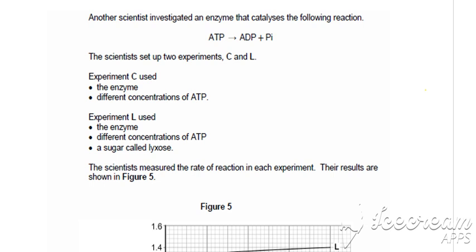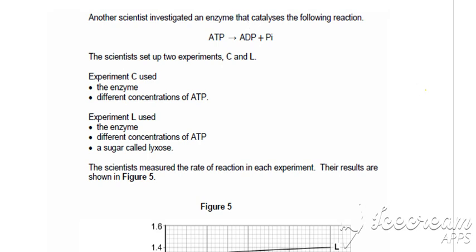Another scientist investigated an enzyme that catalyzes the following reaction: ATP converted to ADP plus Pi. The scientist set up two experiments, C and L. C used the enzyme and different concentrations of ATP. L used the enzyme, different concentrations of ATP, and a sugar called lysose.